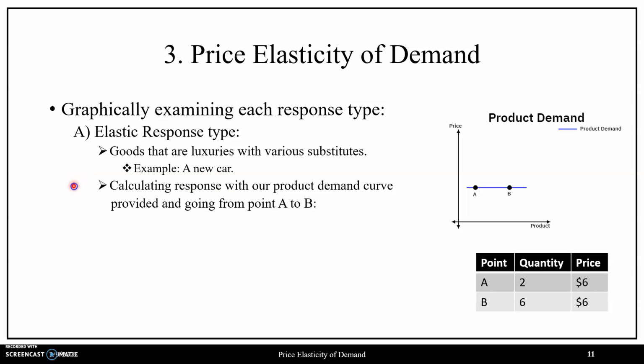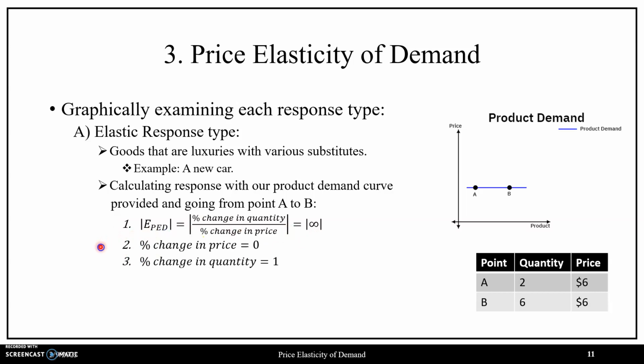And in terms of calculating the response type, we're going to turn to our product demand curve as well as our schedule and consider points going from A to B. That is going from A to B, left to right, and we see that quantity is going to go from 2 to 6, and that our price point is going to stay from $6 to $6. So in terms of our price elasticity of demand and absolute value, we're going to see that our value is equal to infinity, and this is going to be due to the percentage change in price equaling 0, and the percentage change in quantity equaling 1, such that when we have 1 divided by 0, our value is going to be infinity in absolute value.